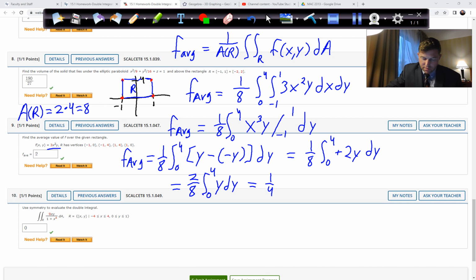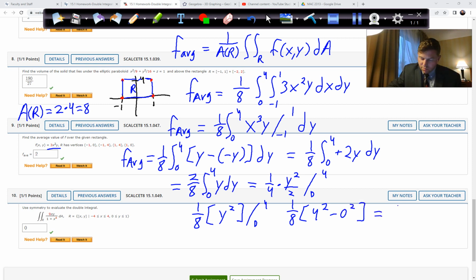So this is 1 over 4. The antiderivative of y is y squared over 2 from 0 to 4. 1 over 4 and 1 over 2 can combine to be 1 over 8. And it would just be y squared from 0 to 4. So we get 1 over 8 times 4 squared minus 0 squared, which would be 1 over 8 times 16, which is 2.